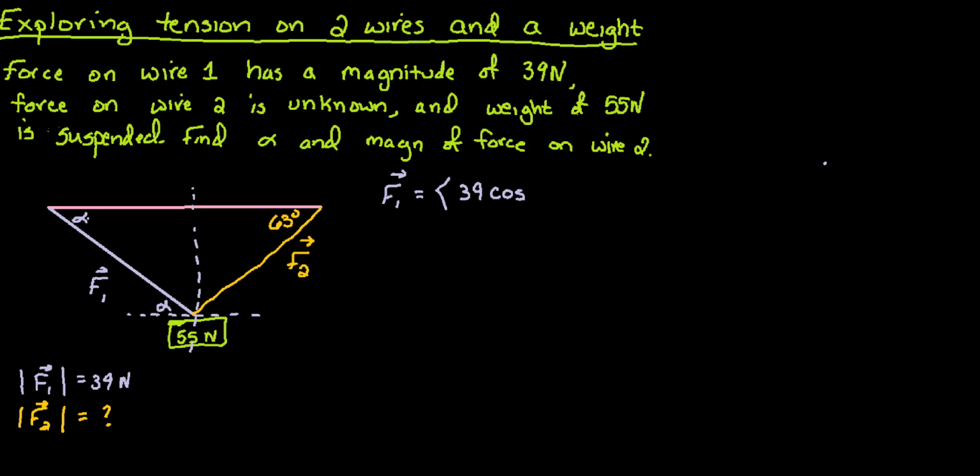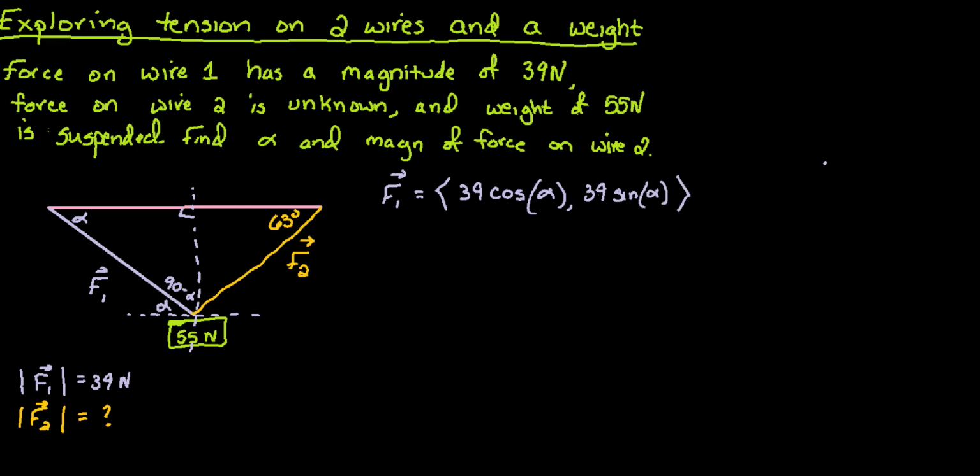Now, the other way you could get there is you could say, okay, we've got alpha, I've got a right angle there, and then this angle is 90 minus alpha, and therefore the other complementary angle there would be alpha. Any way you get there, we've got force 1 represented by angle bracket 39 times cosine of alpha. And the vertical component would be 39 sine alpha. And I'll close the angled bracket.